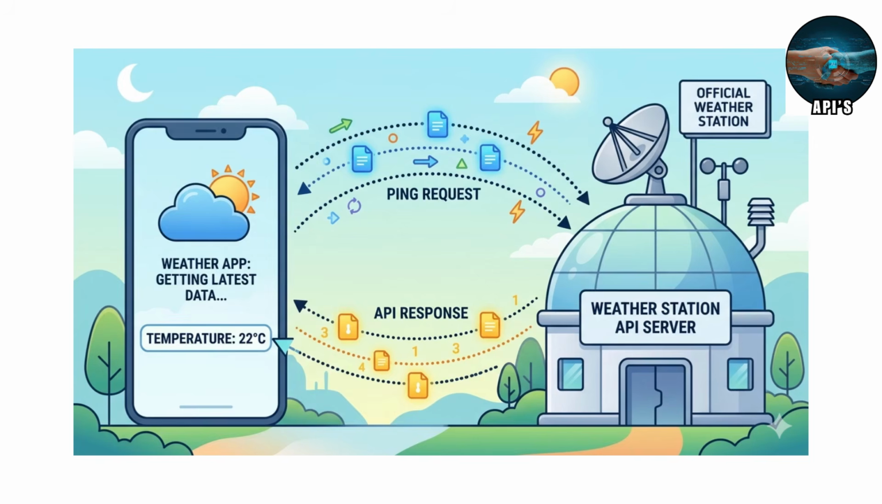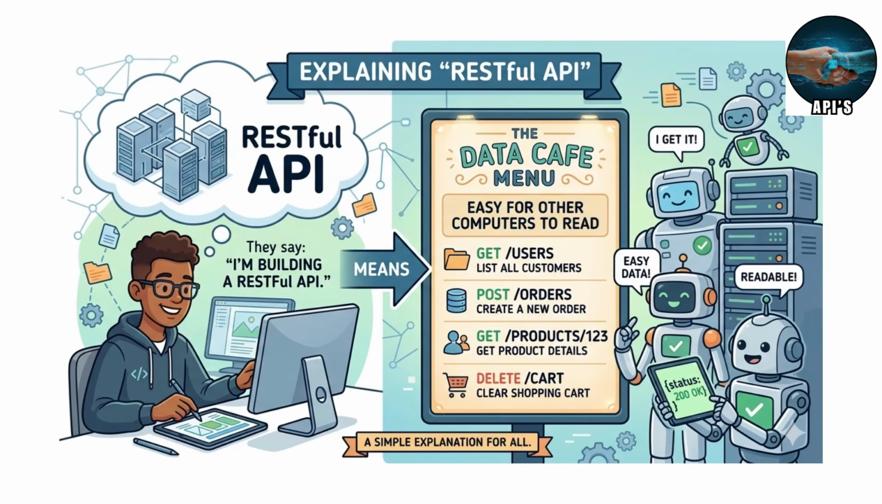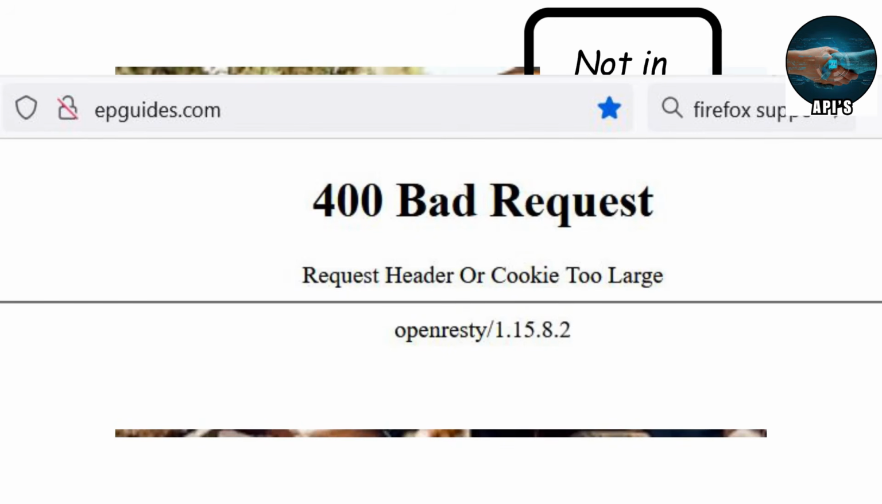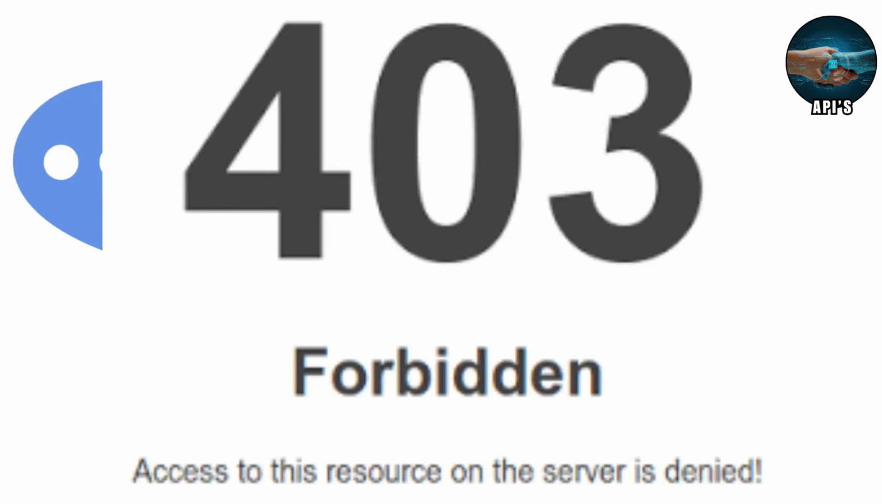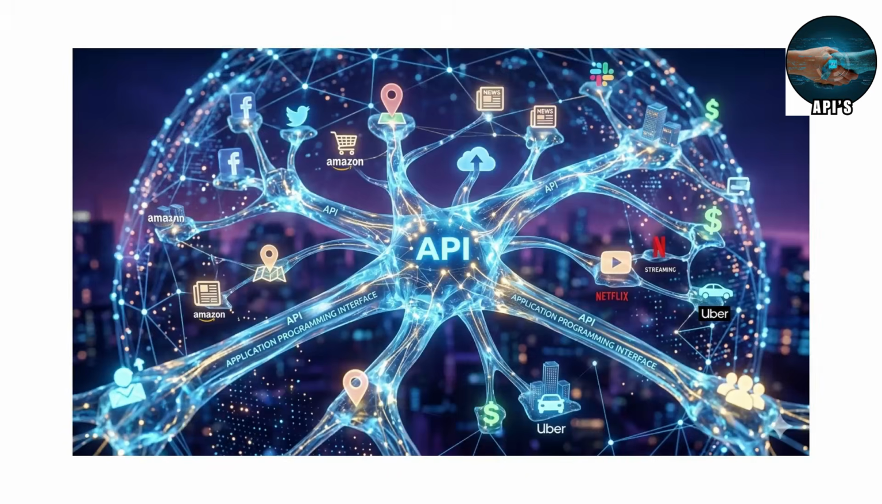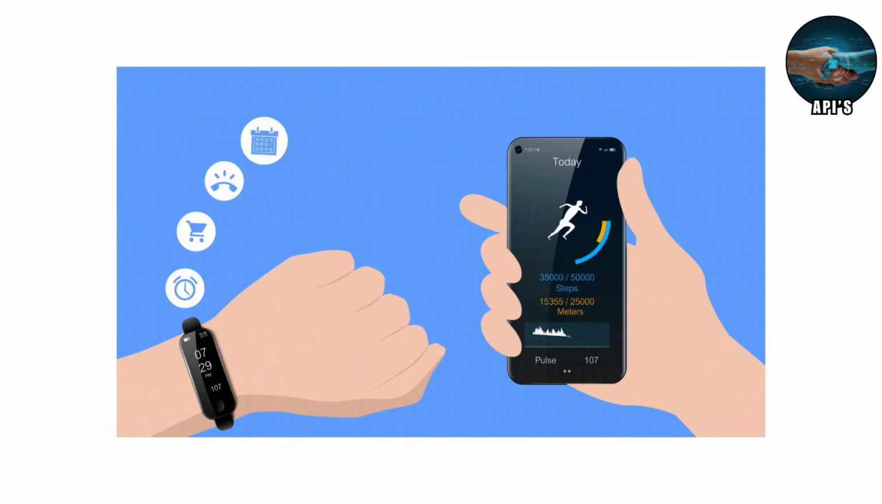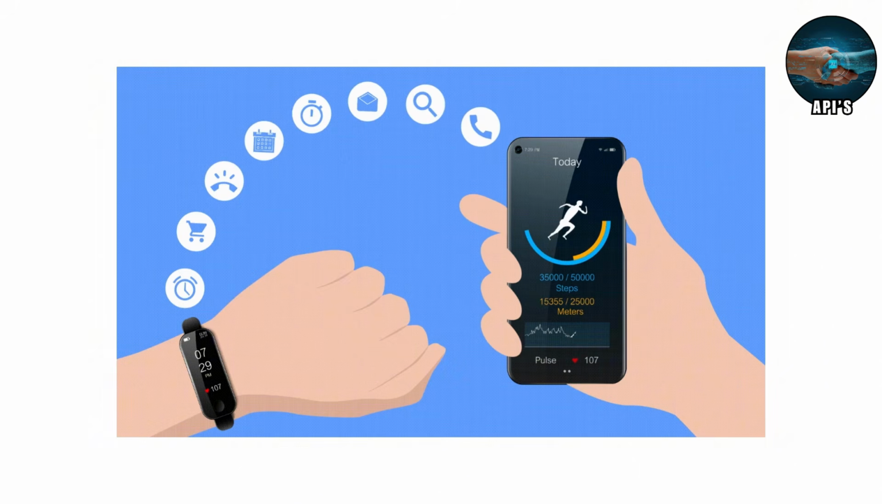This is often done using a style called REST. When a developer says they're building a RESTful API, they just mean they're making a menu that is easy for other computers to read. If you send a request that isn't on the menu, the API throws a 400 bad request or a 403 forbidden tantrum and refuses to help you. It's the invisible glue that holds the modern web together, allowing your fitness tracker to talk to your phone, which then talks to your insurance company.